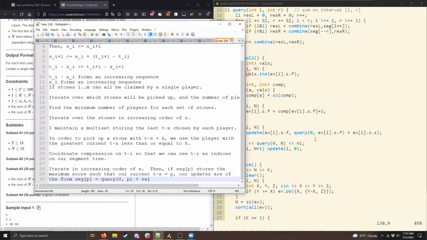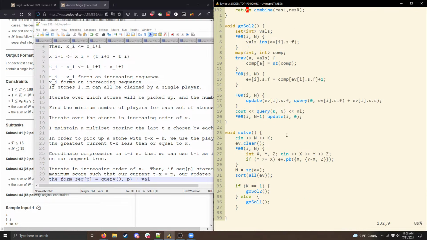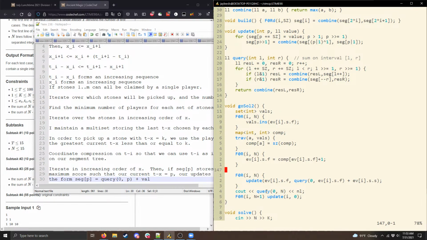We just iterate over the stones in increasing order of x. And then the idea is any stone that satisfies t minus x is less than or equal to the current t minus x and that we've already processed will satisfy both of these inequalities. It'll be increasing in t minus x, and x will be lower too because we're processing them in order of x. And so then we set this to the maximum value that's lower plus the value of the current stone. And from here we can print our maximum value overall, and that gets us our solution.